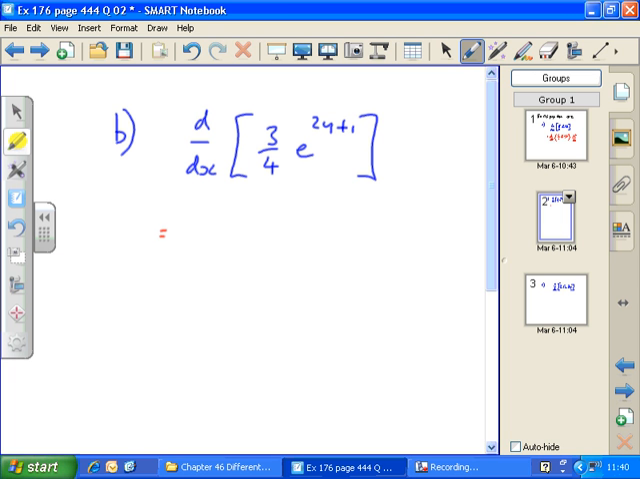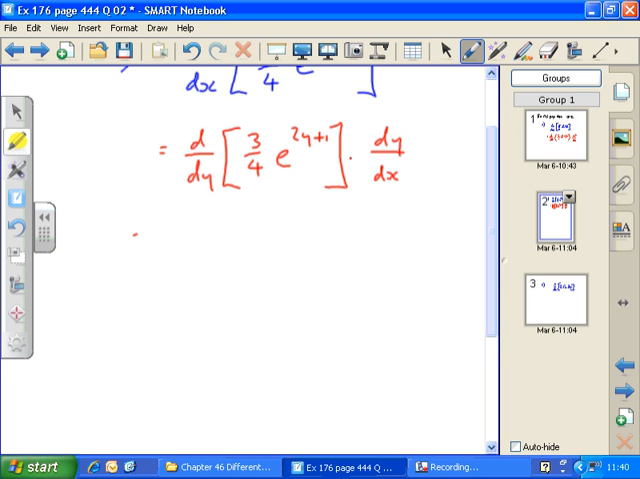So what do we do? Equals, well, first of all, d by dy of this function, 3/4 e to the 2y plus 1, but multiplied by dy by dx, which is what we want. So this equals, I would suggest we take the 3/4 outside of this square bracket just for the time being. So 3/4 times d by dy of this e to the 2y plus 1 multiplied by dy by dx.